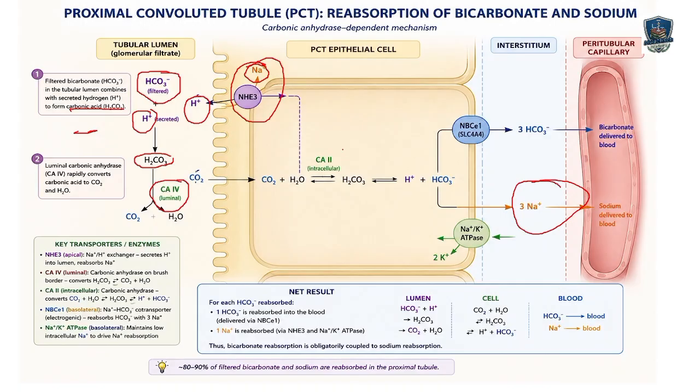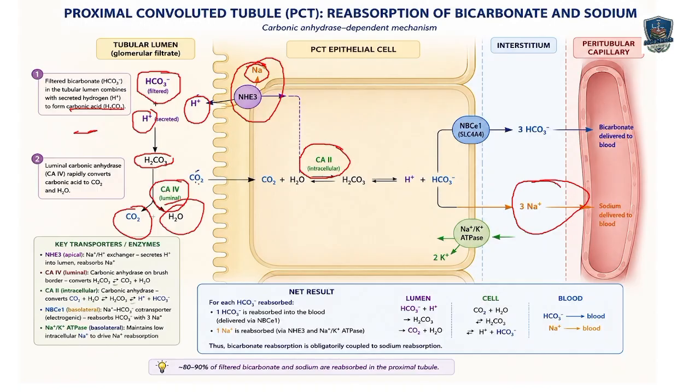And we also have carbonic anhydrase 2, which is found intracellularly inside the epithelial cell. So that's a point that you have to note. Now, our carbonic anhydrase 4 dissociates the carbonic acid to form carbon dioxide and water. So luminal carbonic anhydrase, or carbonic anhydrase 4, rapidly converts carbonic acid to CO2 and H2O.